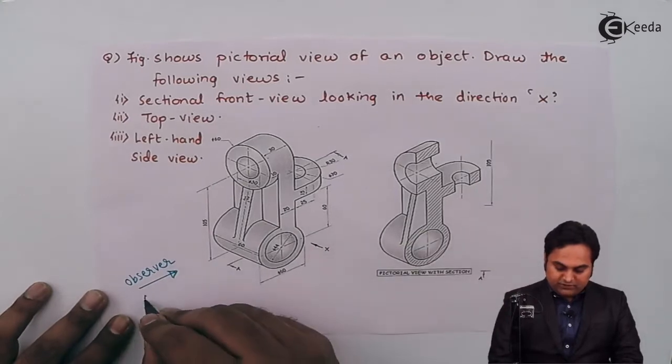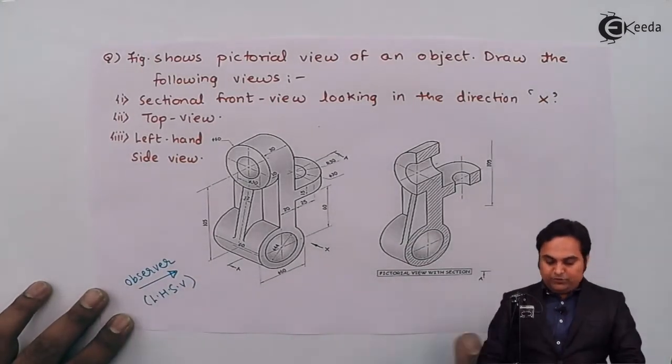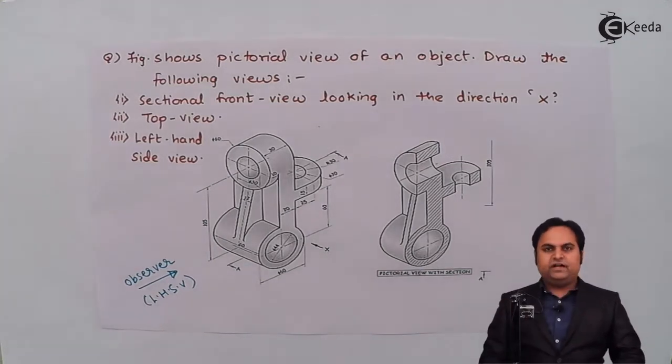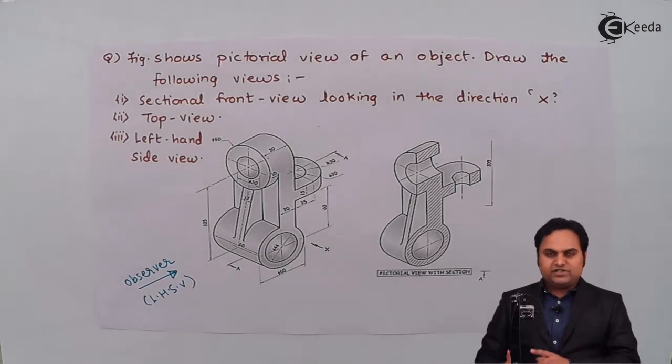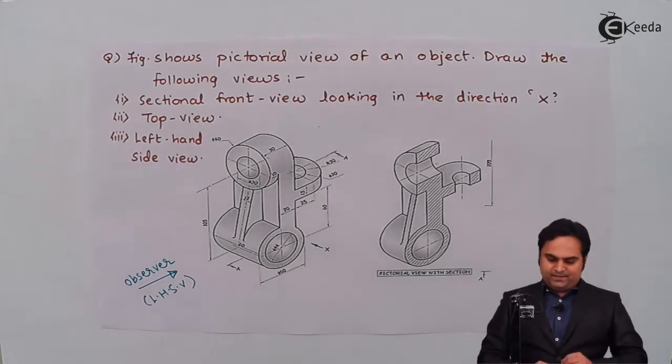So here is the observer for the left hand side view, and it should be drawn over the right hand side, because in this case the method is not mentioned. Either we should use first angle or third angle. So I would be using here the first angle method of projection. That is, whenever nothing is given, we have to follow the first angle method of projection.